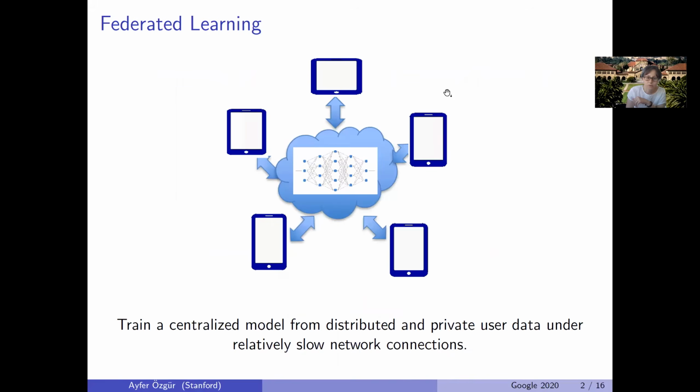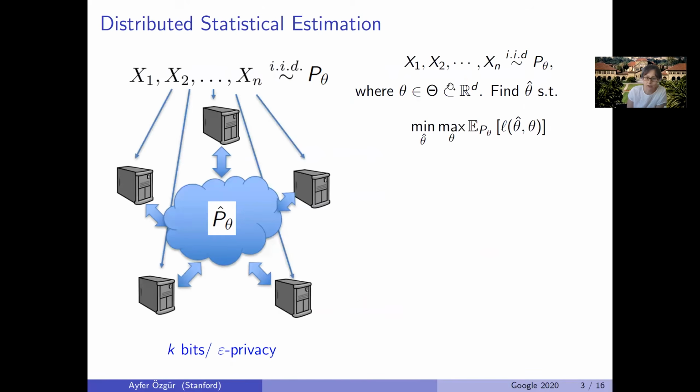Okay, so we're interested in federated learning. We want to train a centralized model from data that's distributed across a large number of nodes in a network. It's now well understood that two important challenges in these kinds of settings are achieving communication efficiency and ensuring privacy for the user data. In this talk, we will approach these problems from a distributed estimation perspective.